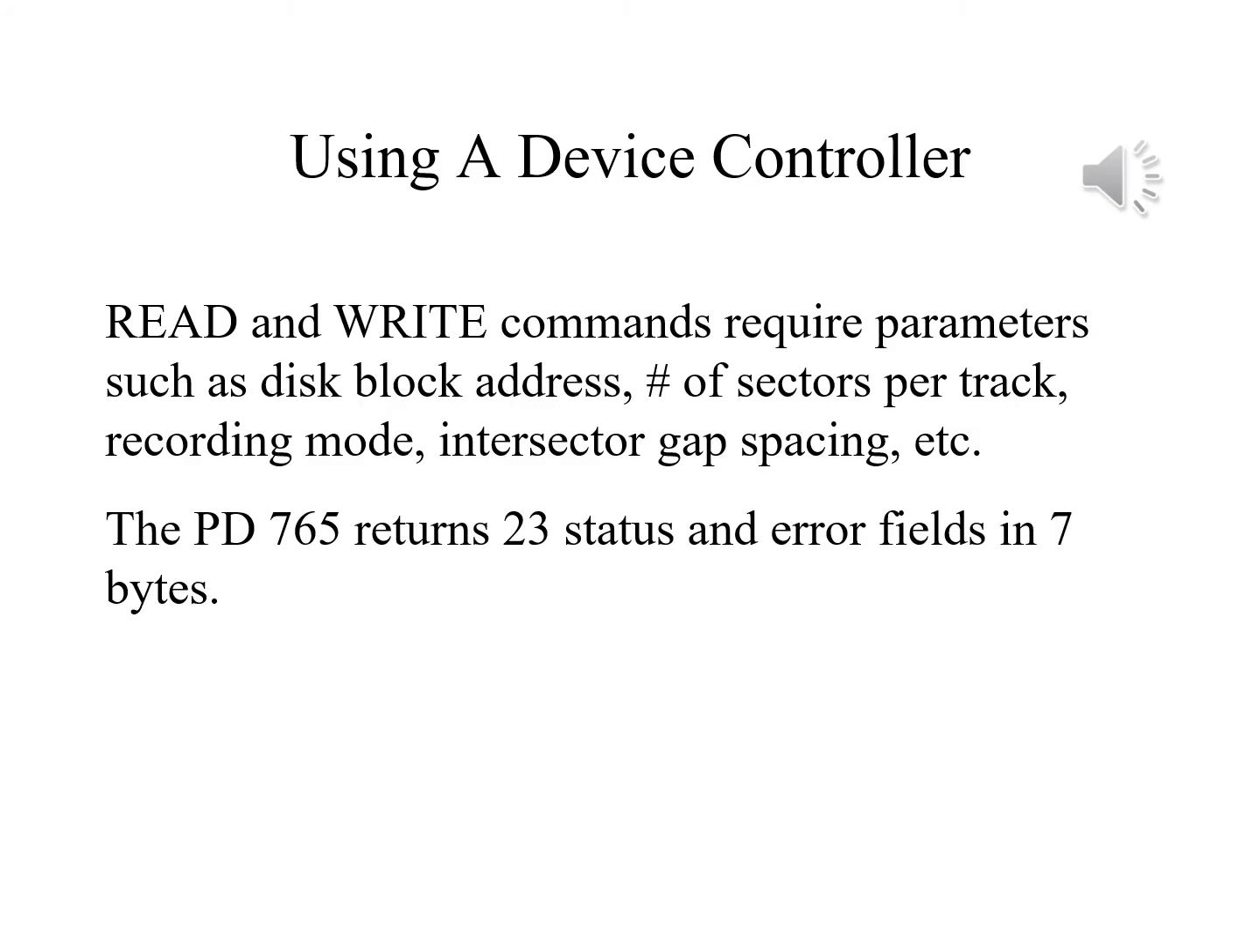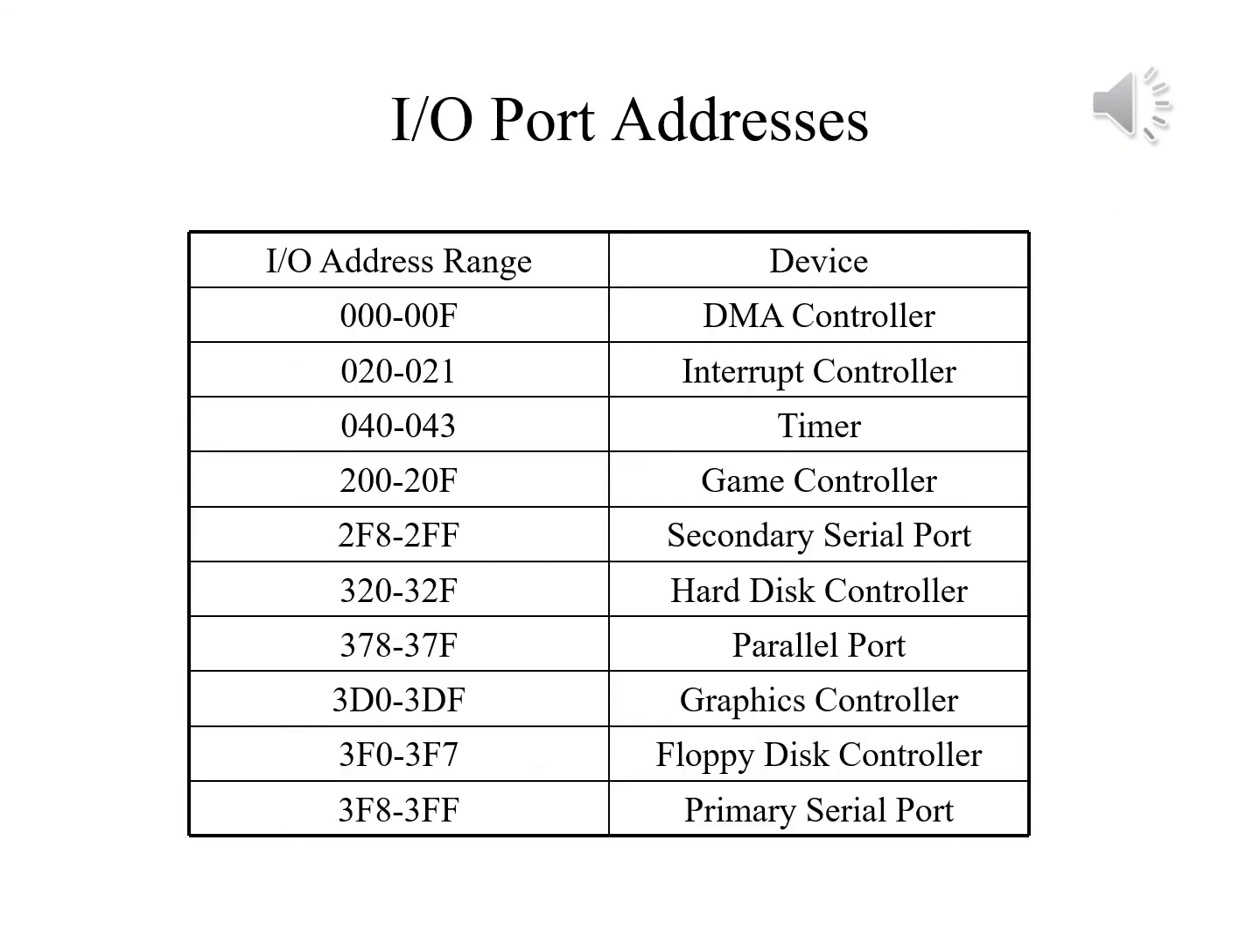Using the PD765 to read or write data will require that we set various parameters, such as block address on the disk, the number of sectors per track, and so on. When the operation is over, we'll get back 23 status and error fields. The processor issues commands to the controller and receives back status data by reading and writing its registers.